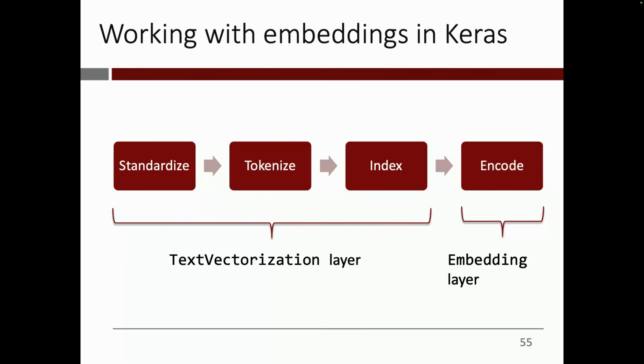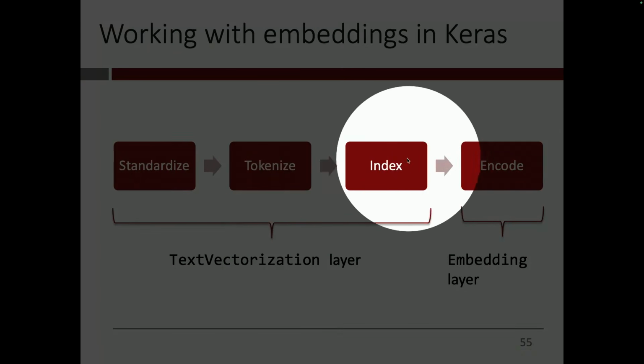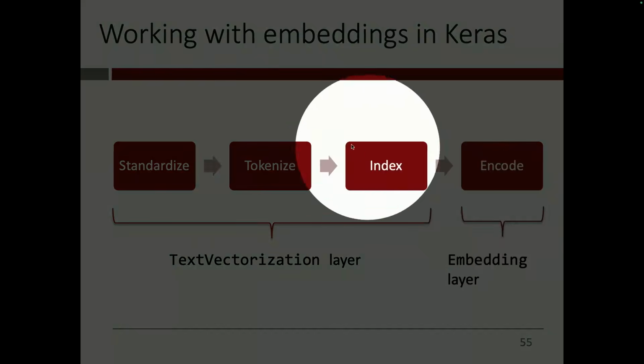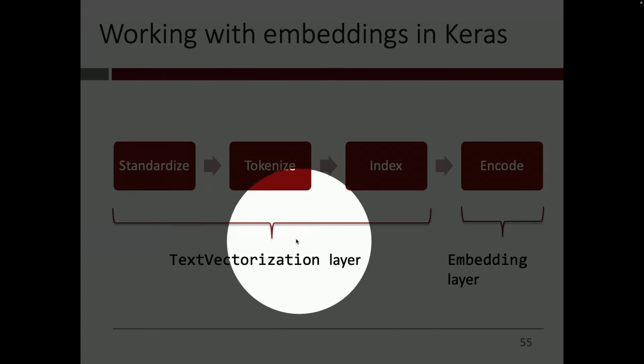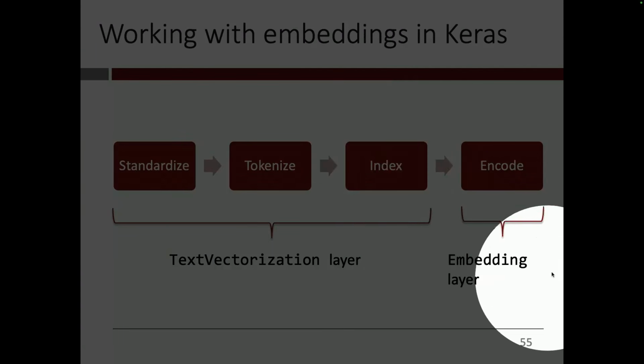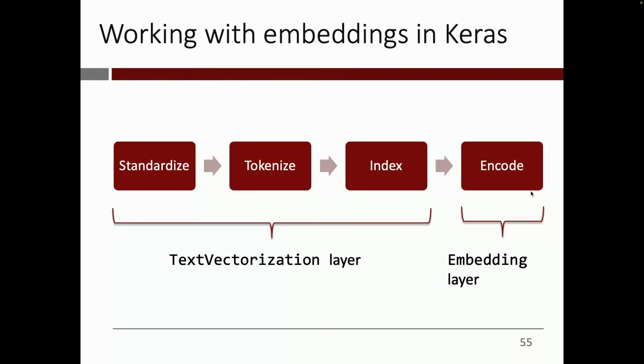So when you're working with embeddings in Keras, remember STIE, where after we standardize and tokenize and index, at this point, we go from integers to vectors, and so far we have been going from integers to one-hot vectors. Here, we're going to use embedding vectors that we're going to learn, or that we're going to pre-use from GloVe. And so what we do is, we tell Keras' text vectorization layer to do only ST and I, and then we will use a new layer called the embedding layer to do the encoding. Right? That's how we are going to divide it up.